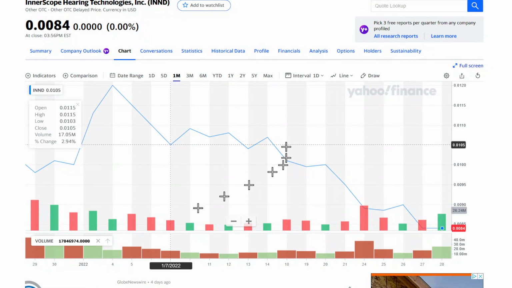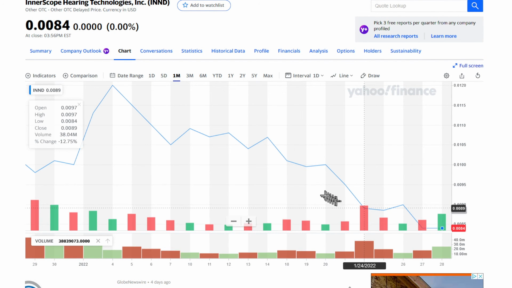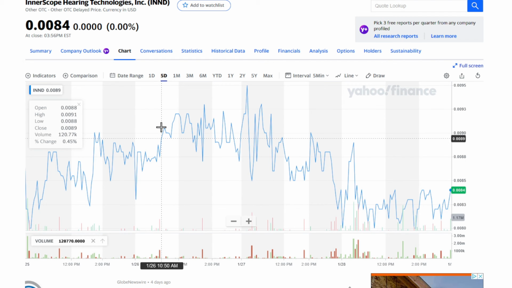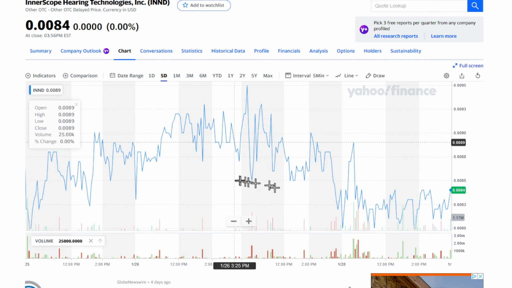Now, I went to the 1 month view of this stock, and if I was investing, I would probably maybe not look at this stock. But I'm not. I'm day trading, so I don't really care too much. Like, that might be ancient history. Now look at this. This is 5 days. Look at all these swings here.